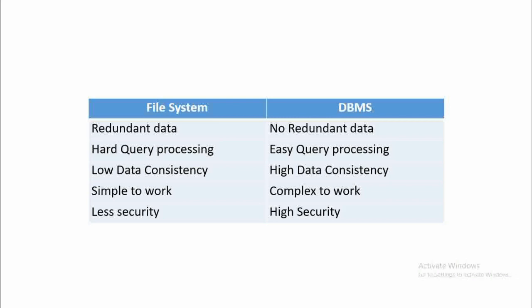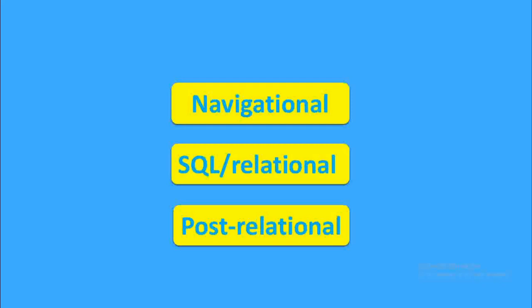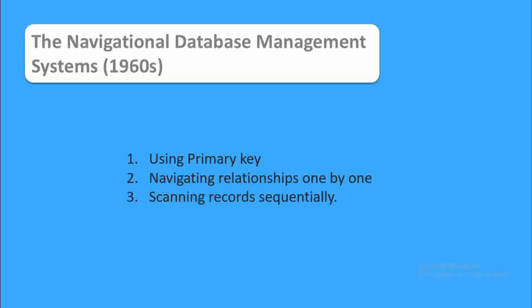The history of database management systems goes back to 1960. In these years, there were systems using storage media like magnetic tapes. These systems relied on sequential storage of data. The history of database management systems can be recognized in three main eras: navigational, then SQL relational, then post-relational. The navigational database was the first database management system that emerged. It used direct storage technology.